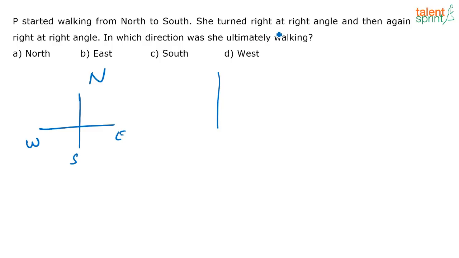Then she turned right at right angle. So she is turning to her right means if P is facing this direction, this is going to be her right and this is going to be her left. She is turning right at right angle. Right angle means 90 degrees. She is turning like this and then again right at right angle. Again right means now P is facing this direction. So this is going to be her left and this is going to be her right. Again she is turning right means she has to face this direction. Now in which direction is she ultimately walking? She is again walking towards north. So the correct answer here is option A.